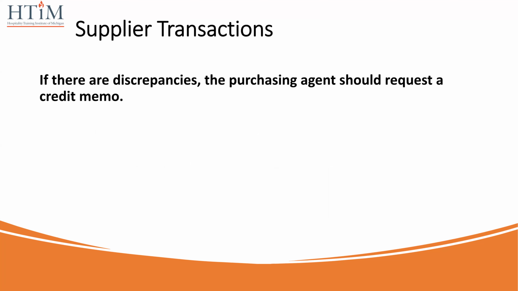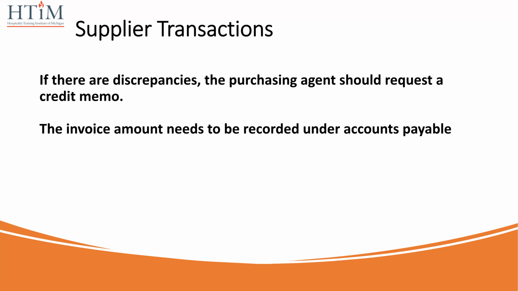If there are discrepancies, the purchasing agent should request a credit memo. And that credit memo is just like money. So the invoice amount needs to be recorded under the accounts payable. So that's what we paid, probably, but there are discrepancies, and now we need to request a credit memo for what's not being delivered.